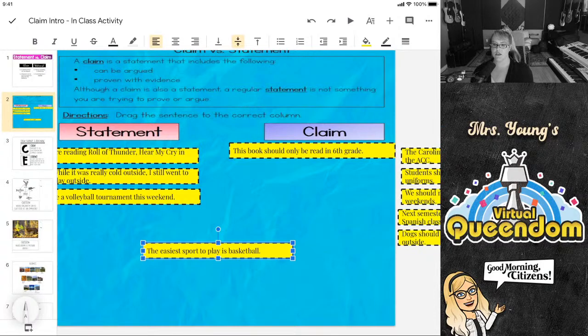Okay, next one. The easiest sport to play is basketball. Yes, Javier cannot argue. So the easiest sport to play is basketball. Claim. Yes, it's a claim. Why? Add why. Why is this a claim? Yes. Okay, let's look at the next one. So this is a claim. Very good.